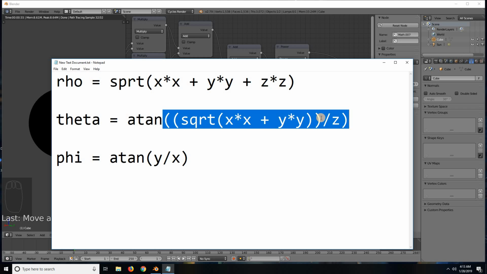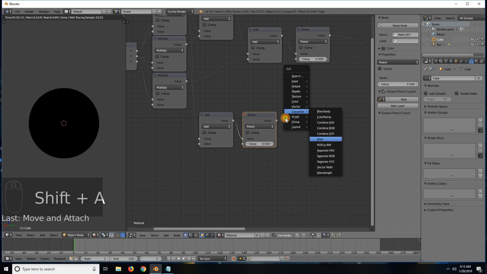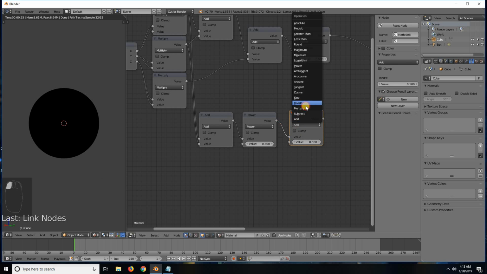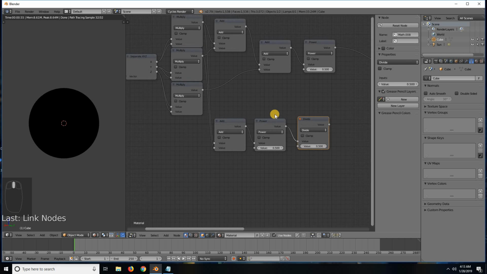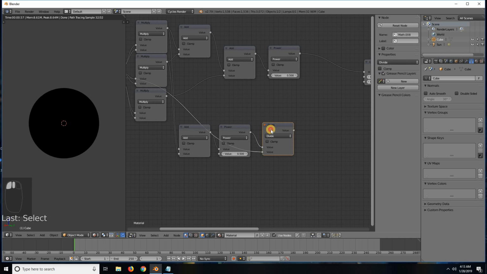Next step, the third or outermost brackets. Okay, well, we've already done this much of that equation, so all that's left is to take whatever our answer from this is and divide it by z. Well, that's simple enough. Let's grab us a divide node. I guess I could have just duplicated one of those nodes. Plug that in there and set this to divide, and we needed to divide it by z. Not z squared, sorry, but just plain old z. So we just grab our z and plug that in there.